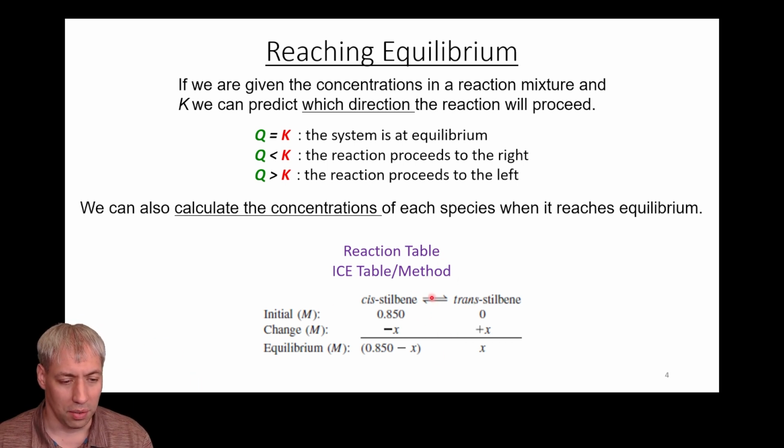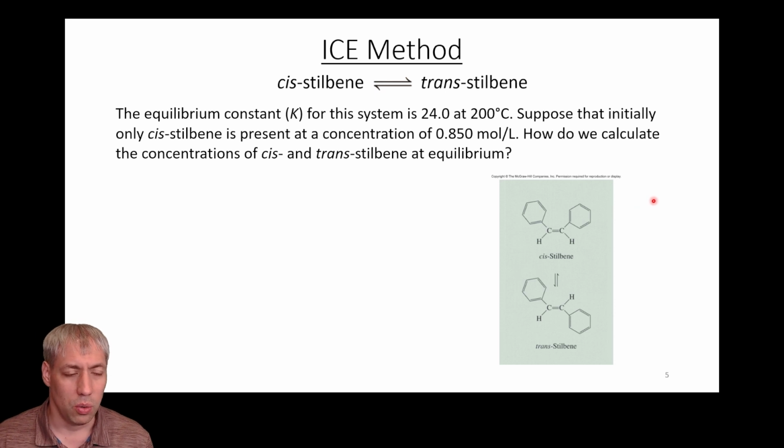It basically has the reaction on the top. You have the initial condition, the change that will occur, and then the equilibrium. You have an unknown X, and you solve for that unknown X. We'll do a quick example of that.